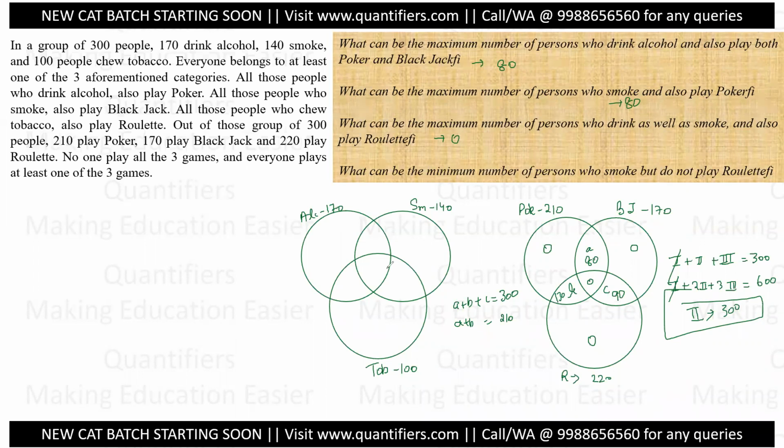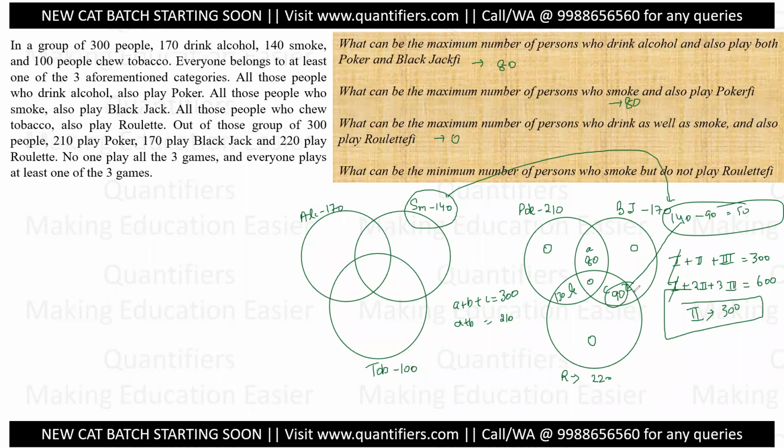Okay, what can be the maximum number of people who smoke but do not play roulette? बताओ. सब गधे हो, सब गधे, एक से एक गधे. Very good तापसी, अकेली intelligent गधी है बेटा तू. स्मोकिंग के कितने लोग हैं? 140. तो ये 140 लोग यहाँ पे हैं, जिसमें से 90 लोग क्या कर रहे हैं? रूलेट खेल रहे हैं मैक्सिमम जो हैं. तो बाकी बचे हुए क्या करेंगे? रूलेट नहीं खेलेंगे. आप ये मत ना देखो कि 170 में से 90 यहाँ पे है.